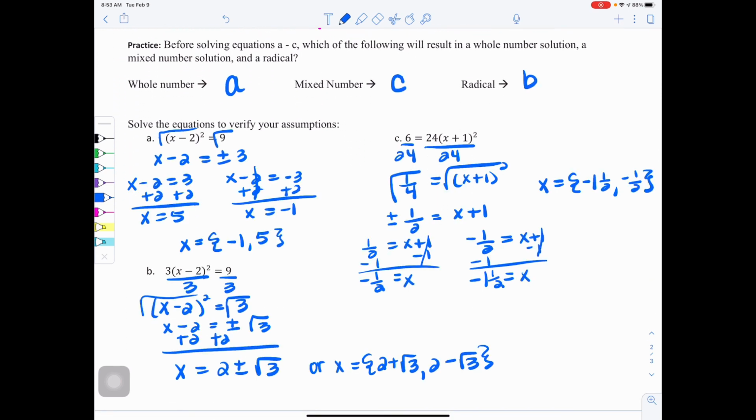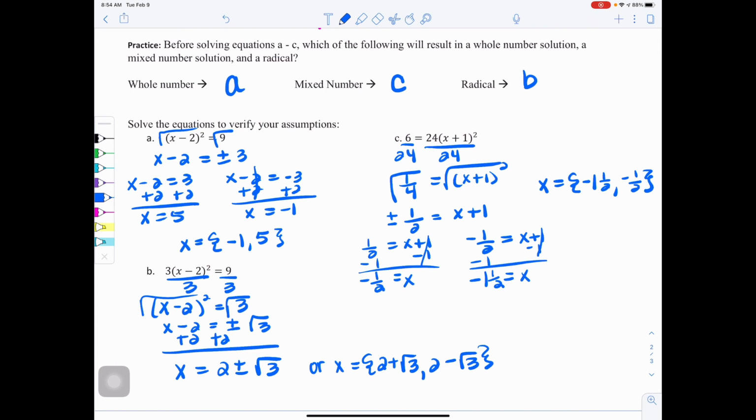Okay, now that you've had time to try the practice problems, it said before solving equations A through C, which of the following will result in a whole number solution, a mixed number solution, and a radical? So you had to make your predictions first based on their setup and then solve to see if you were correct. So it should have been whole number is A, mixed number is C, radical is B. Because in A, it was equal to a whole number perfect square. So you got answers of -1 and 5. In B, it ended up equal to a non-perfect square. So that's why you ended up with radical answers.